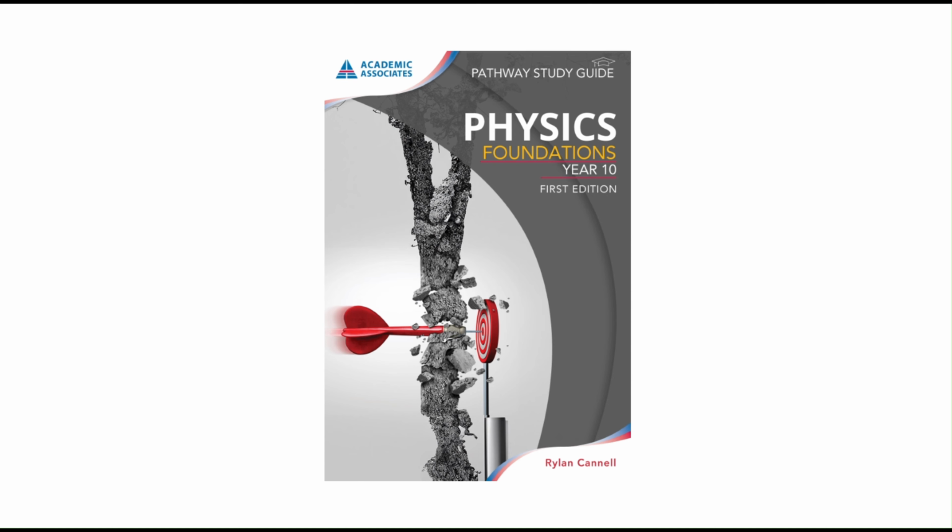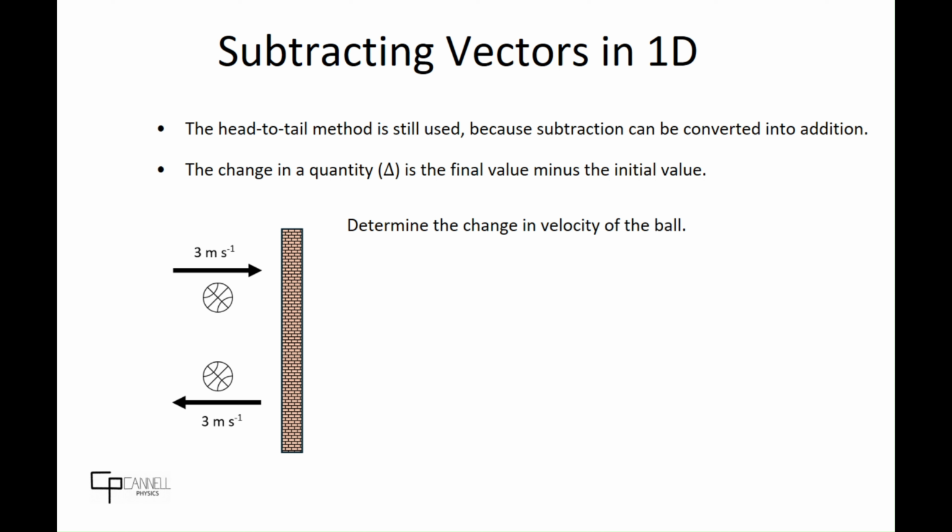Now let's start today's topic. In the previous video, we learnt how to add vectors, and this was done using the head-to-tail method. However, to subtract vectors, we still use the head-to-tail method, and this is because subtraction can easily be converted into addition.